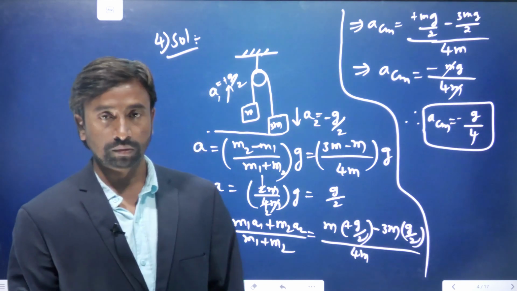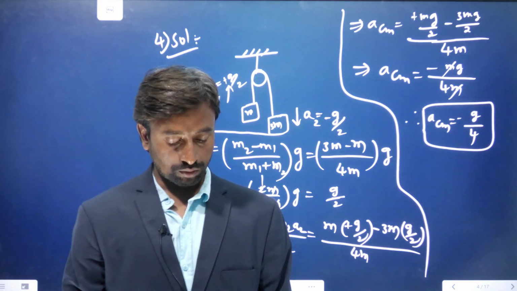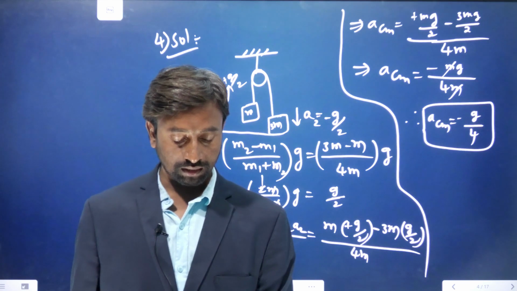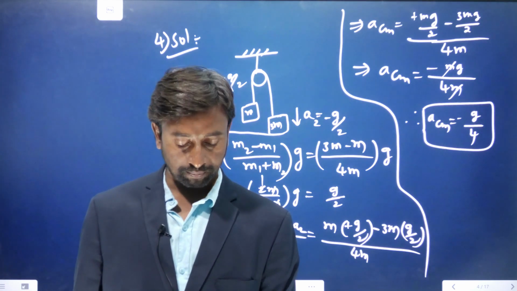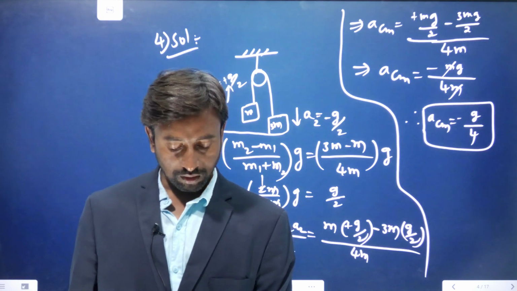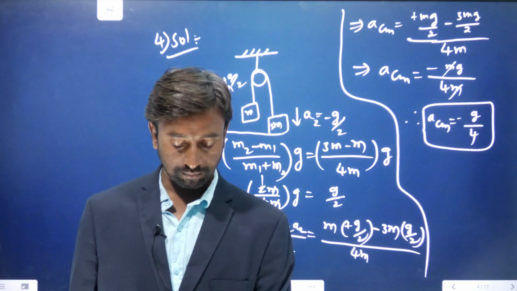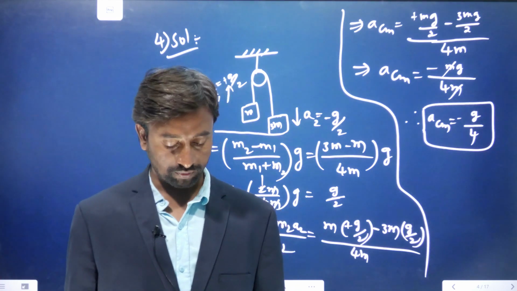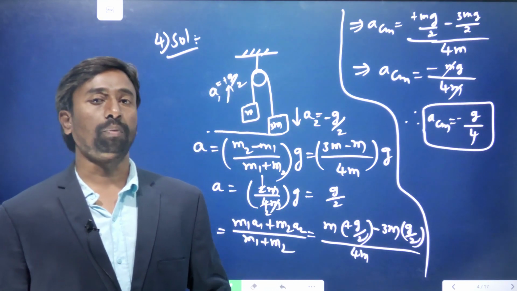Completed now? So next one, fifth one. Two bodies of 6 kg and 4 kg masses have their velocities 5 i cap minus 2 j cap plus 10 k cap and 10 i cap minus 2 j cap plus 5 k cap respectively. Then the velocity of their center of mass we should find out there. The velocities are given in the form of vectors.